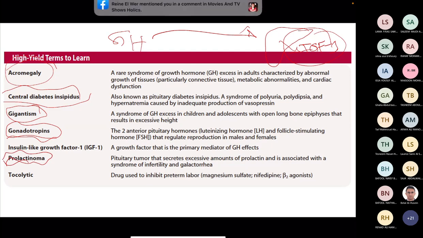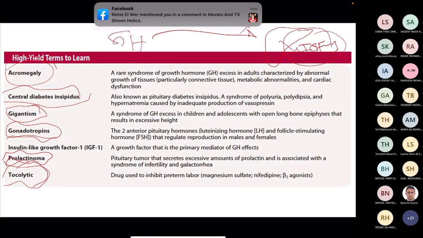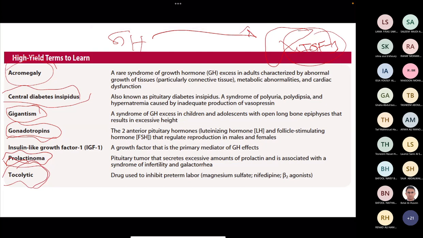Okay, a tocolytic is an agent that relaxes uterine smooth muscle. From the name, lytic means breaks down. So tocolysis is relaxation of uterine smooth muscles. Sometimes they use it if a woman has contractions and could deliver early, for example, they give her tocolytic agents.